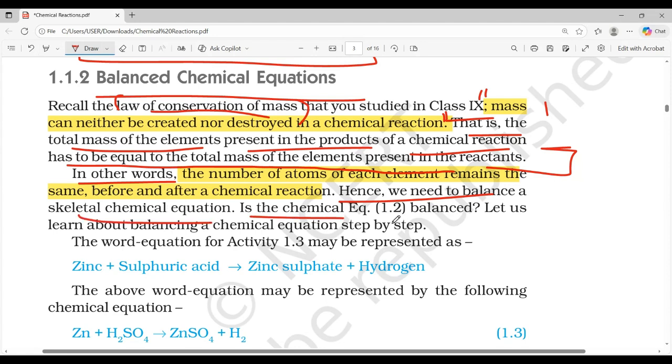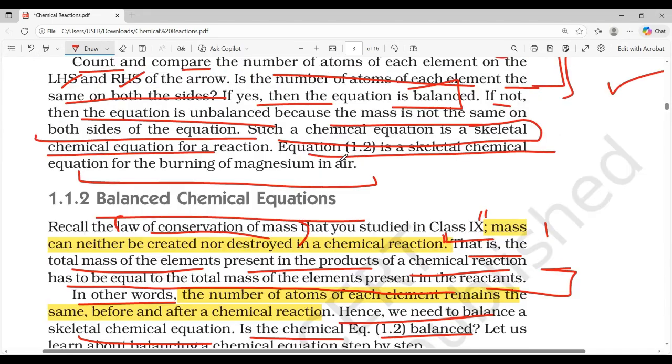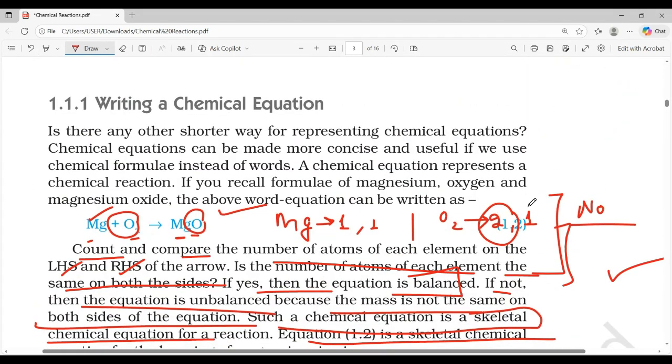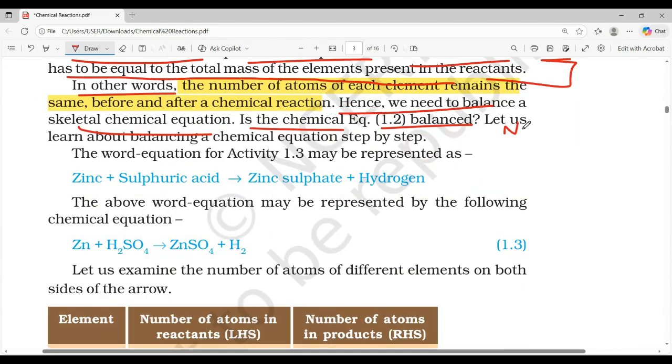So, is equation 1.2 balanced? Let us see. So, this is 1.2, right? As we have seen, this is a skeletal chemical equation. So it is unbalanced. Is it balanced? No. Let us learn about balancing a chemical equation step by step. Now we'll see how we can actually balance a chemical equation.